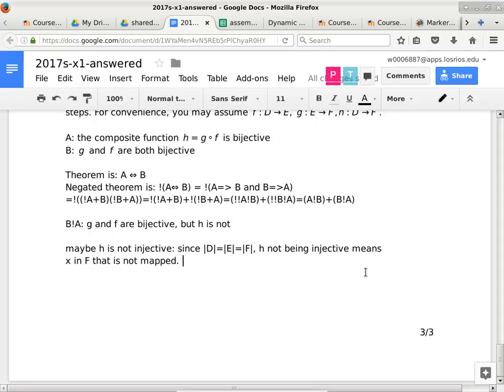Well, we know G is bijective, right? Yep. No, it is in F. It's in the codomain. Injectiveness has to do with unique elements, right? So if it is not unique, that means there are two things mapping to the same thing.